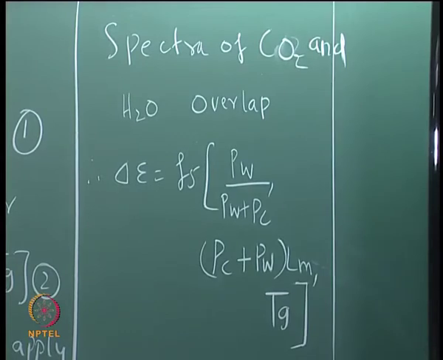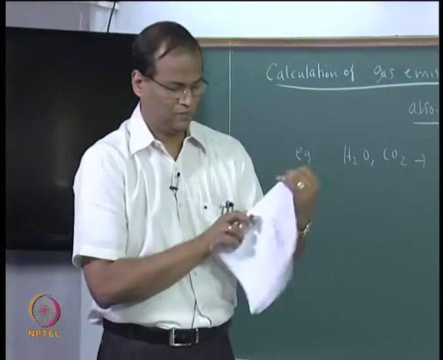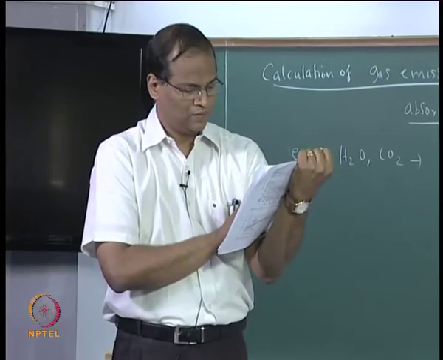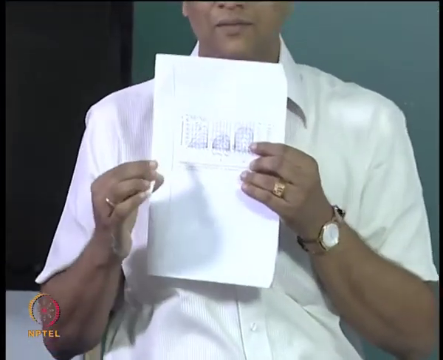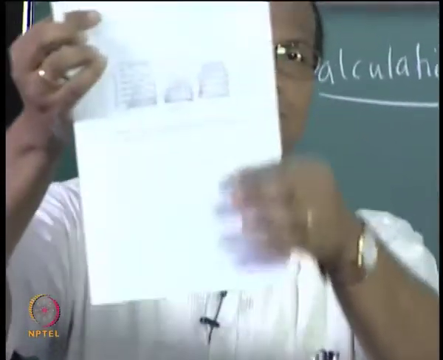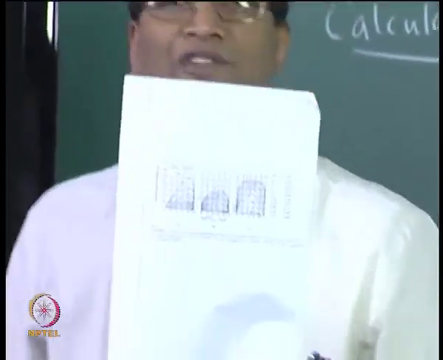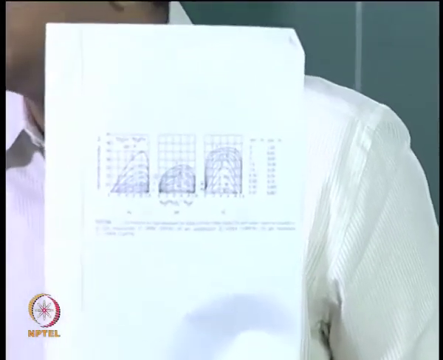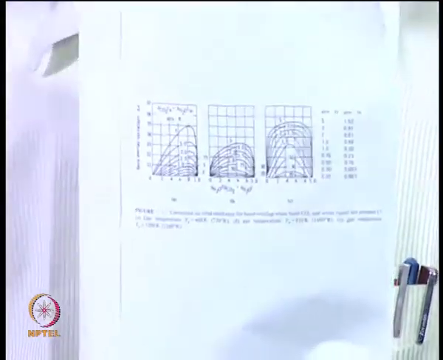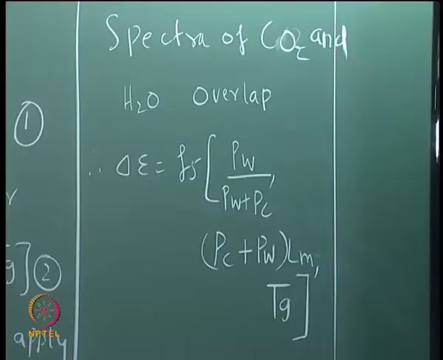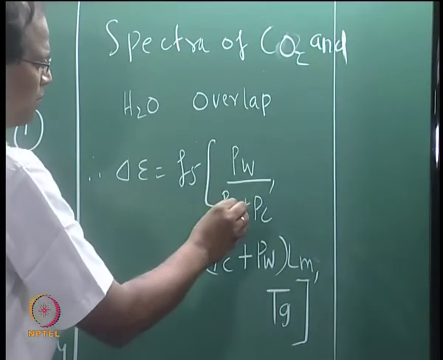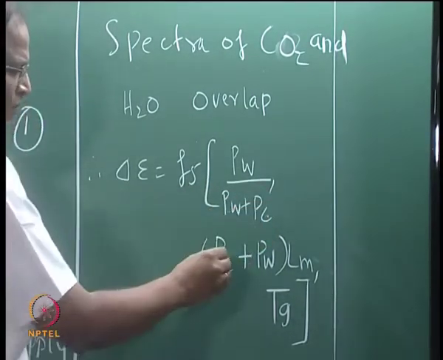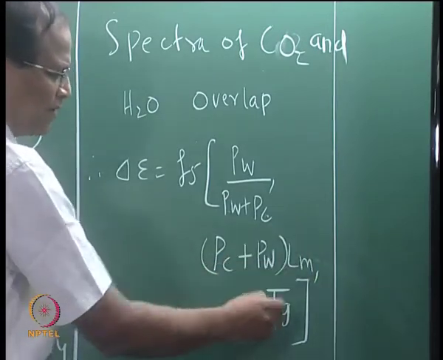Please go to the last page. This delta epsilon is given, 3 charts are given for this delta epsilon. Unfortunately these are available only for 3 values of temperature. Please note that in order to use this chart I have to work out these 2 parameters: partial pressure of water vapor divided by Pw plus Pc, and Pc plus Pw into mean beam length, and Tg.